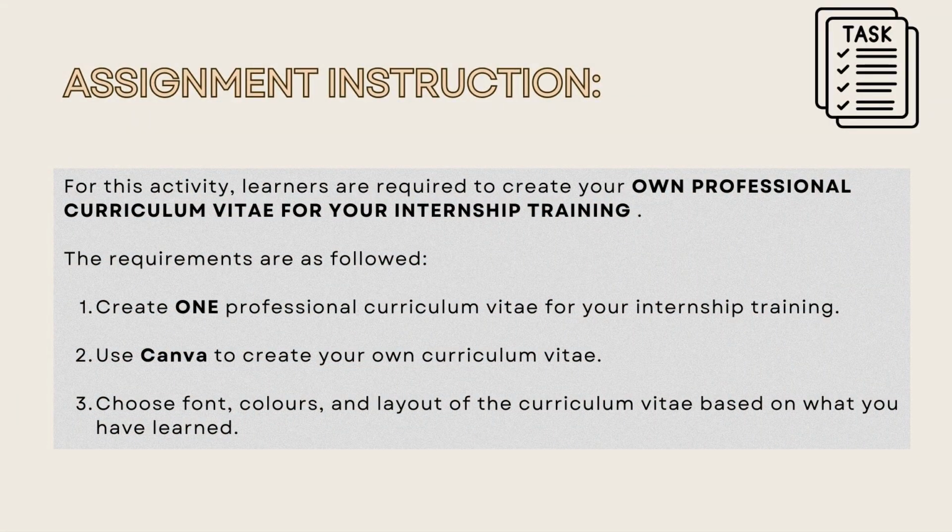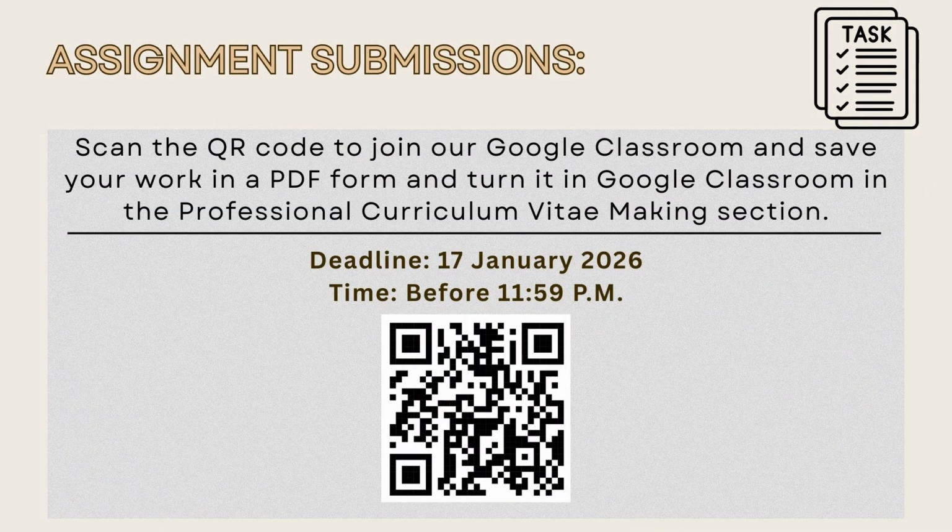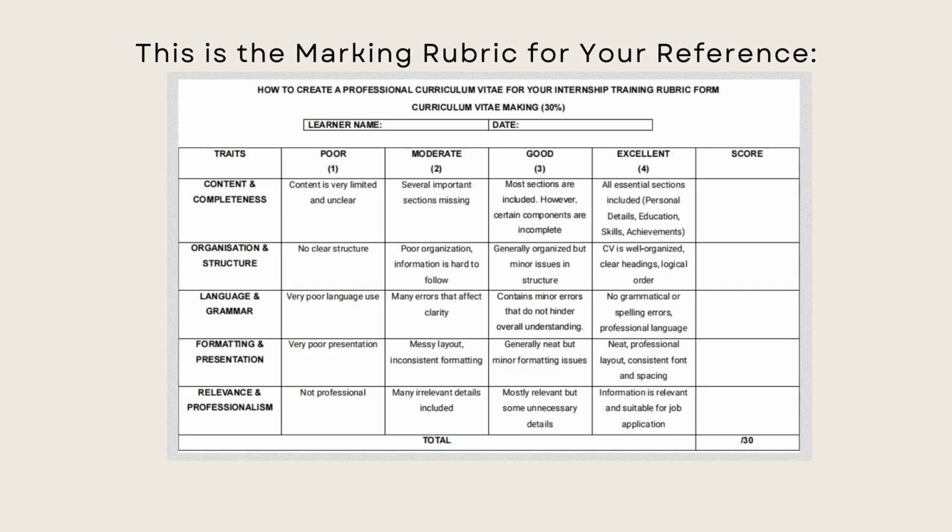Before we end our training lesson, we would like to give our learners some assignment. Learners are required to create your own professional curriculum vitae for your internship training later in semester 5. Use Canva to create your own curriculum vitae and choose the font, colors, and layout of the CV based on what you have learned throughout the 3 videos. Later, scan this QR code to join our Google Classroom and send in your work in PDF form before 17th of January 2026, 11:59 p.m. This is the CV making rubric for your reference.